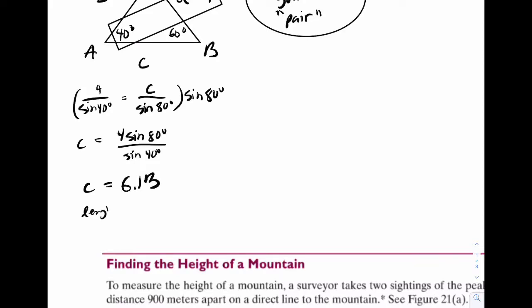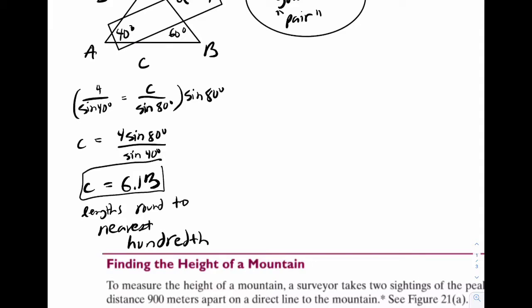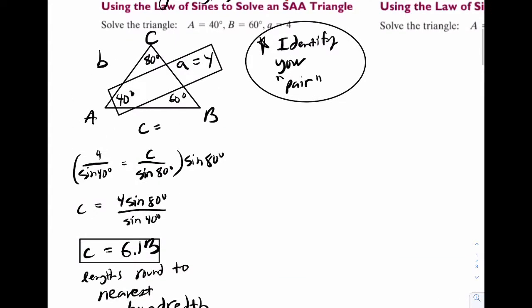And notice for lengths, we're going to round to the nearest hundredth. So I'll box that, 6.13. Make sure you fill it in your triangle. It makes it easier for me.